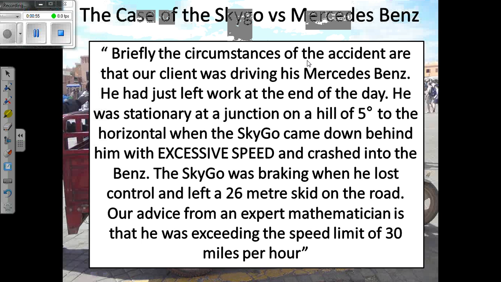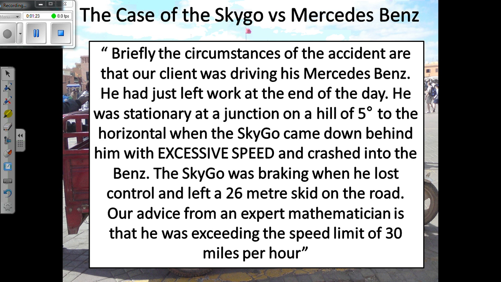Briefly, the circumstances of the accident are that our client was driving his Mercedes-Benz. He had just left work at the end of the day. He was stationary at a junction on a hill of 5 degrees to the horizontal when the SkyGo came down behind him with excessive speed and crashed into the Benz. The SkyGo was braking when he lost control and left a 26-meter skid on the road. Our advice from an expert mathematician is that he was exceeding the speed limit of 30 miles per hour.